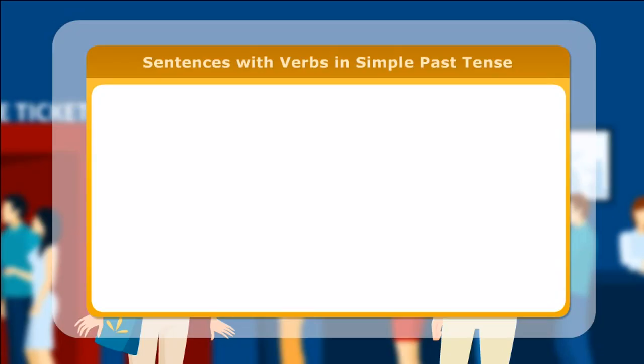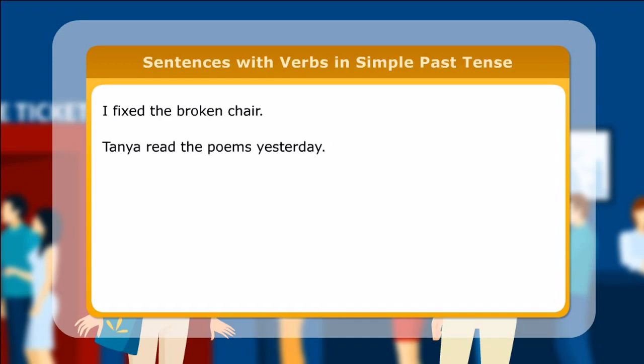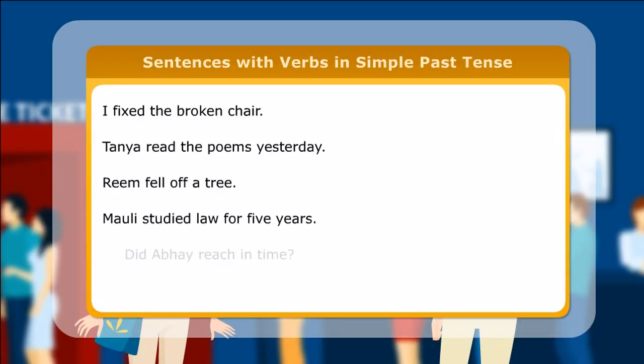Here are a few more examples of sentences with verbs in simple past tense. I fixed the broken chair. Tanya read the poems yesterday. Reem fell off a tree. Molly studied law for 5 years. Did Abhay reach in time? Ali did not study in a school.